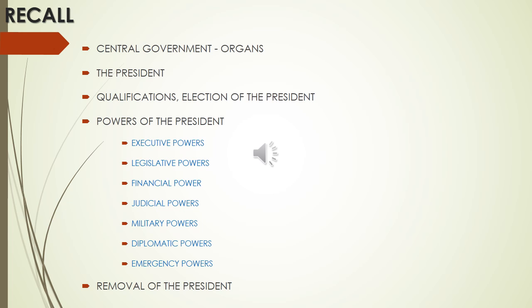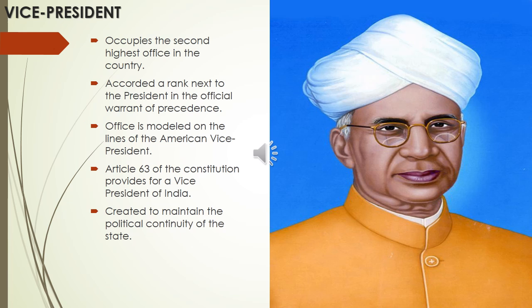In today's class we will discuss the vice president and the prime minister. The vice president occupies the second highest office in the country. The president occupies the first highest office, and the vice president the second. He is accorded a rank next to the president.